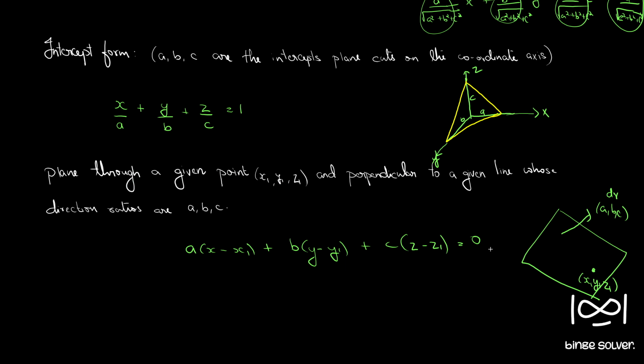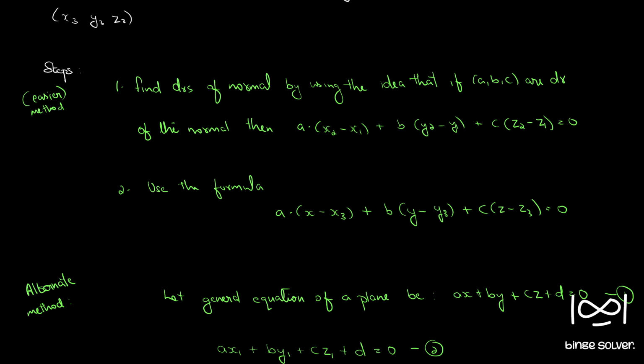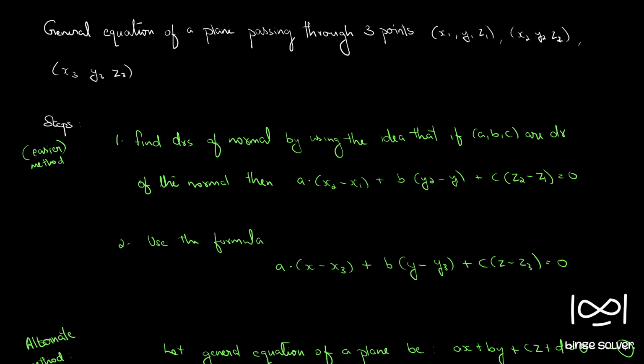This is another form. Next, let's see the general equation of the plane passing through 3 points. To define a plane, we just need 3 points. If we are given 3 points, x1, y1, z1, x2, y2, z2 and x3, y3, z3, we can construct the equation of the plane that passes through all these 3 points.